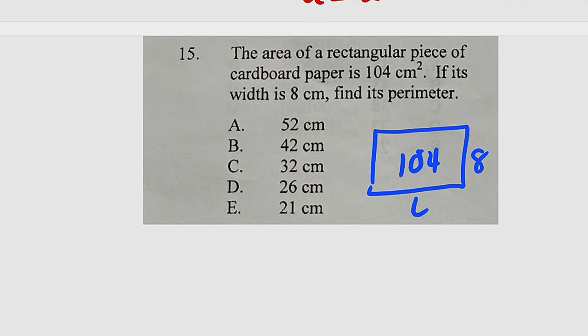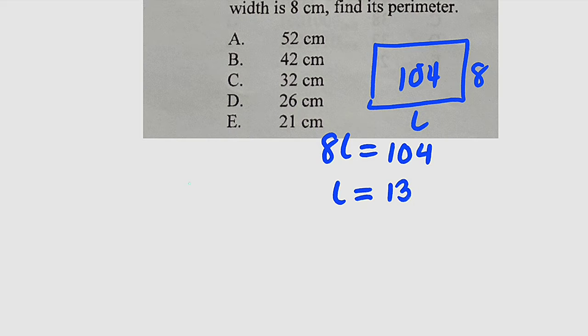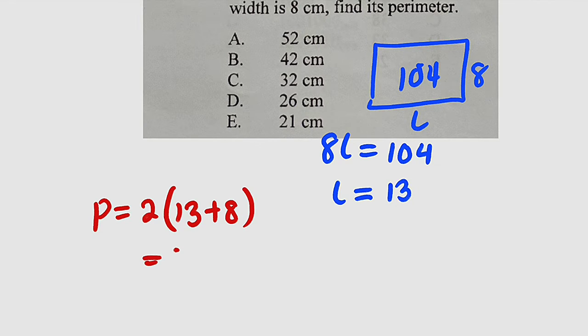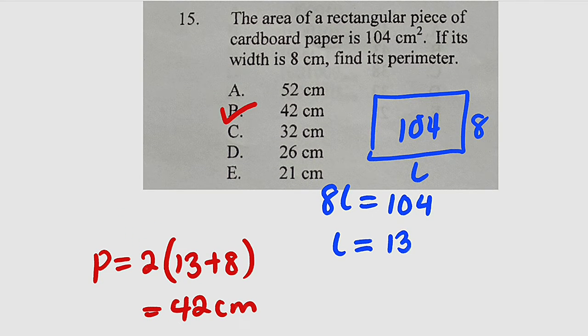Let's find the length. If you take the length and multiply by the width, which is going to give us 8L, this is exactly the same as the area. So if you divide both sides by 8, L will be equal to 13. So if L is equal to 13, what will be the perimeter? Remember, perimeter is equal to 2 multiplied by the sum of the two side lengths, 13 and 8. And 13 and 8 will give us what? 21. 21 times 2 is 42 cm. Therefore, the perimeter is 42 cm.